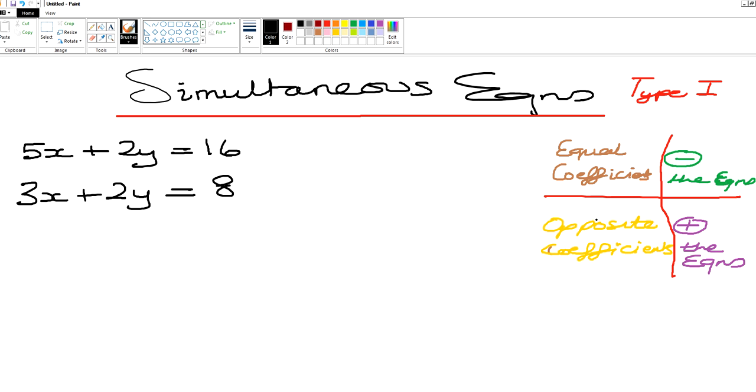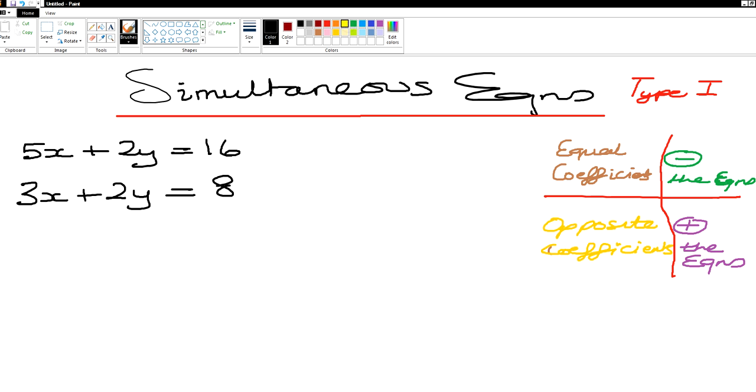Then we look at whether the coefficients are opposite. What do we do then? We add the equations, and that will eliminate that particular variable, whether we're looking at the x at that time or the y. So let's look at this question here. We have the coefficient of x. Start here. What's the coefficient of x in this one? 5 and 3. Now if you look at 5 and 3, are they equal? No. Are 5 and 3 opposite? No. Opposite means like the opposite of 5 would be minus 5 and the opposite of 3 would be minus 3, something like that. So they're neither of those.